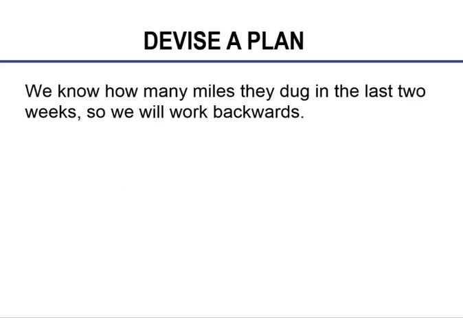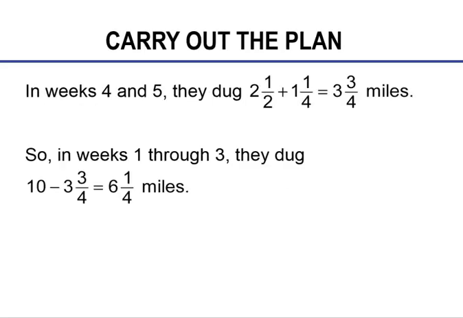Okay? We need to know how many miles they dug in the last 2 weeks, so we'll work backwards. In weeks 4 and 5, they dug 2.25 plus 1.25. Everybody's comfortable with that's 3.5, right? Or 3 1/2. I didn't even say that right. Do we know how to do that? Now, don't worry. We have a section coming up with fractions where we need to do this in detail.